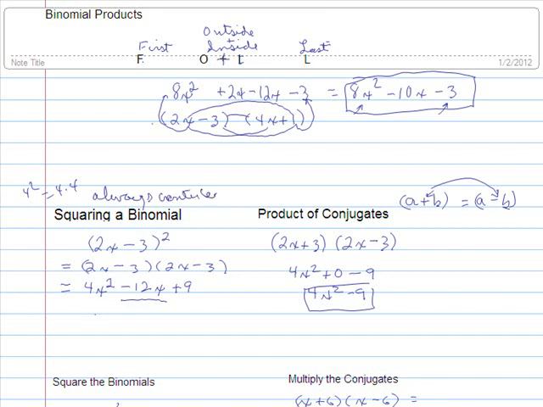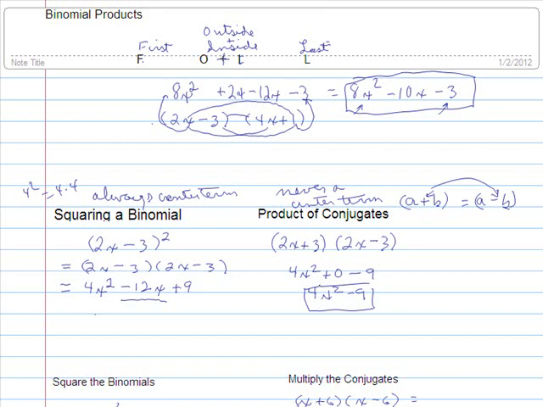When you do a product of conjugates, you never get a center term because the outside product and the inside product both have the same value but opposite signs. So when you add them up, you always get 0. Therefore, there is never a center term. Always a center term for squaring a binomial, never a center term for product of conjugates.